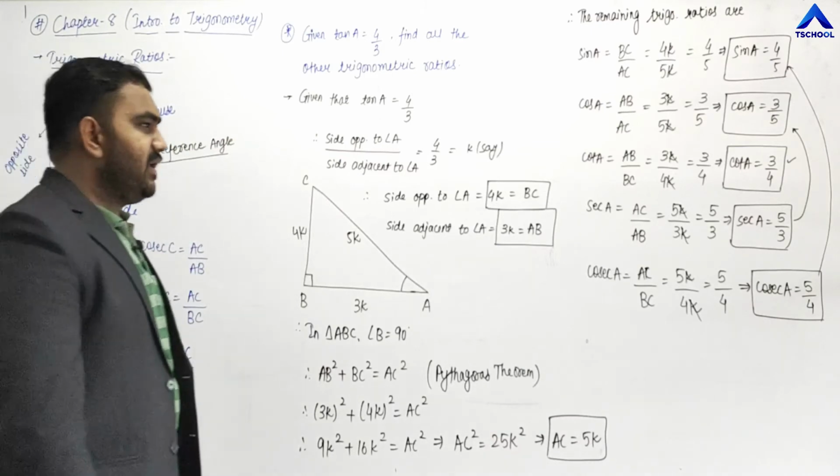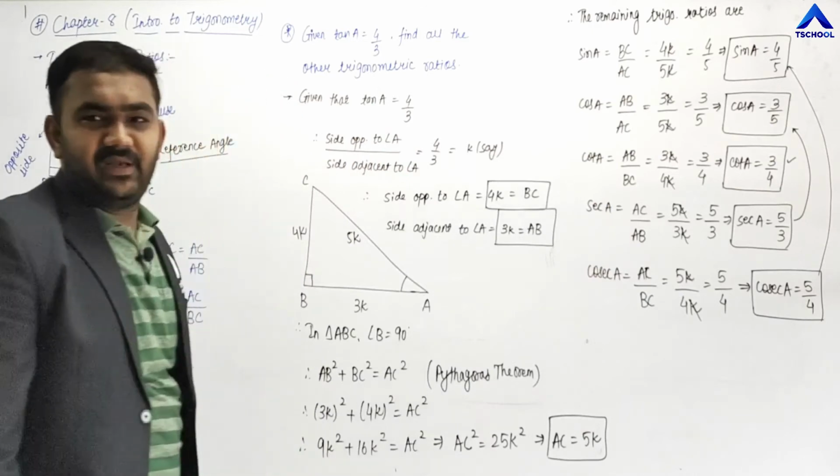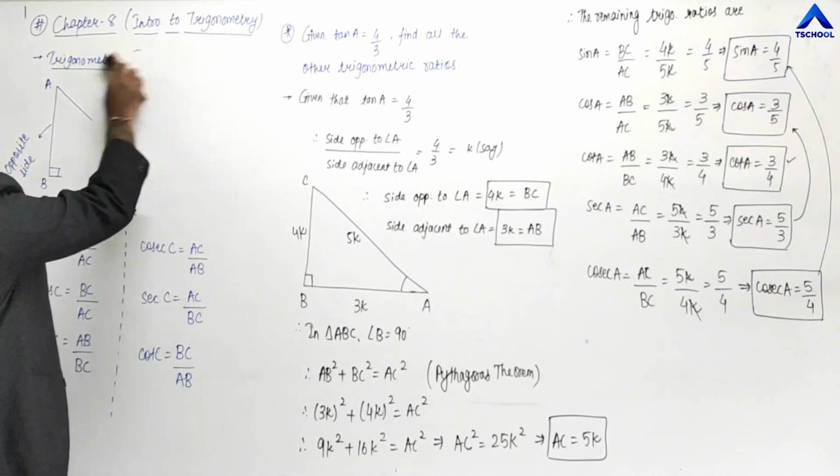And here we got all the 5 different ratios that remain for the given trigonometric ratio tan A equals 4 upon 3. Okay. Take a look over it. Okay, so let me erase all this.